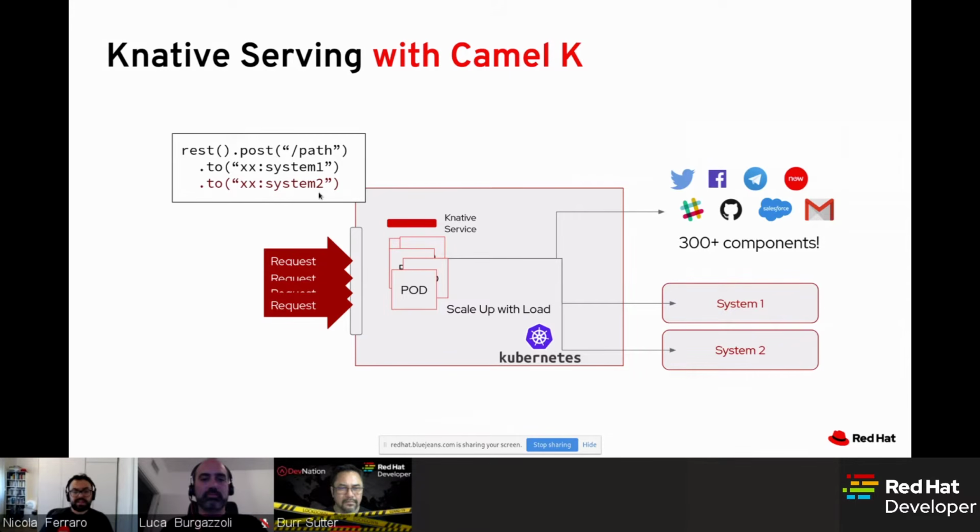So if you deploy this on a vanilla Kubernetes cluster, it becomes a deployment. If you deploy this on a cluster with Knative installed, it becomes a Knative Serving service. So it scales down to 0 and scales up with the load. But in Camel, everything is code-driven. So you just do the things by writing the Camel DSL, which is really powerful.